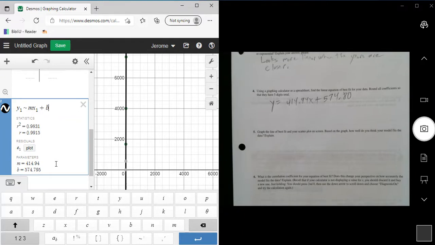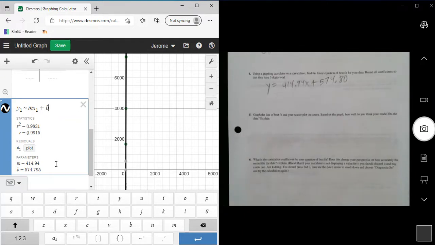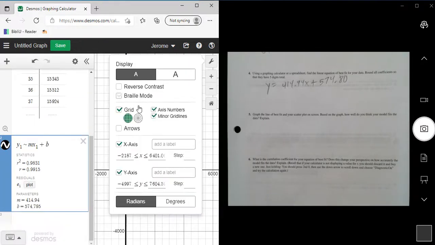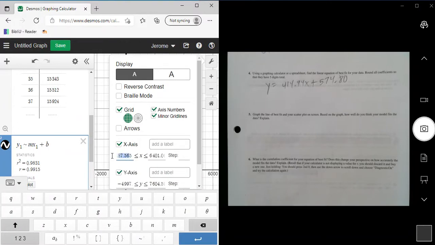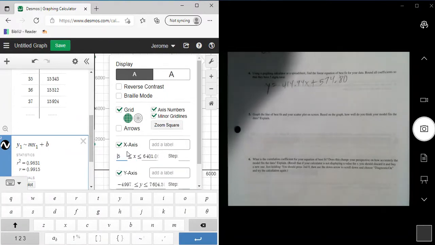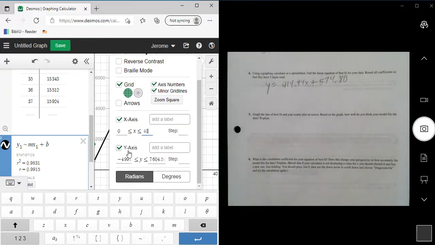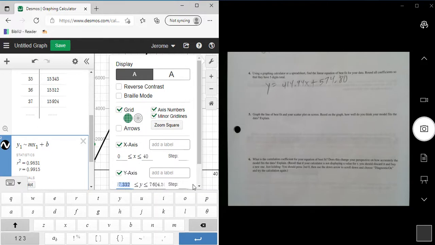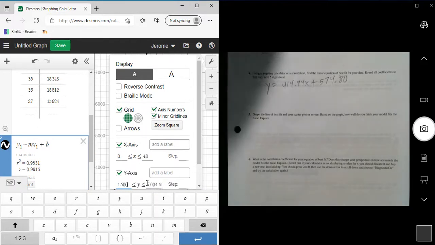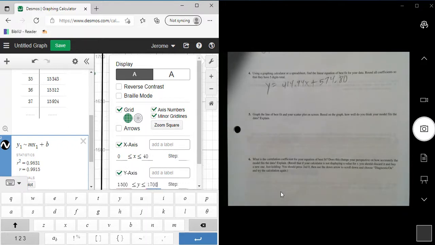All right, now it says 5, graph the line of best fit and your scatter plot on screen. Based on the graph, how well do you think your model fits the data? Explain. All right, let me change these window values. We went anywhere from 0 for x all the way, I'll say, to 40. For y, we'll go anywhere from 1500 all the way up to, what was the highest amount? We can go to 17,000.